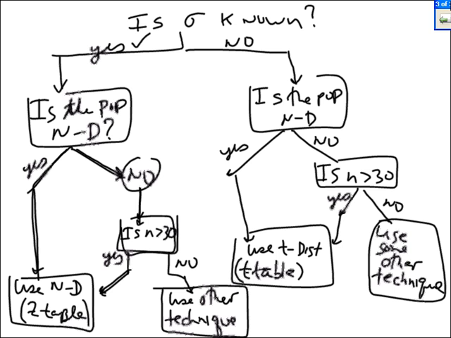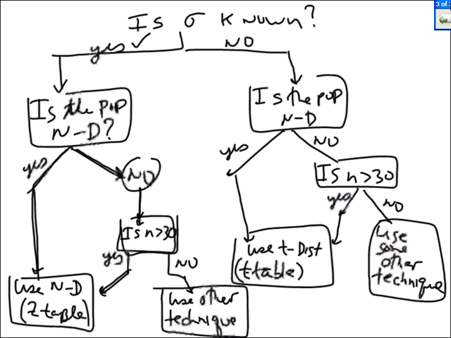You should know this like you know your name. Is sigma known? Yes. Is the population normally distributed? If it is, just use the z-table and the formula associated with that. If the answer is no, it is not normally distributed, then you have to decide if n is bigger than 30. If it is, you use the z-table. If it isn't, you're on your own.